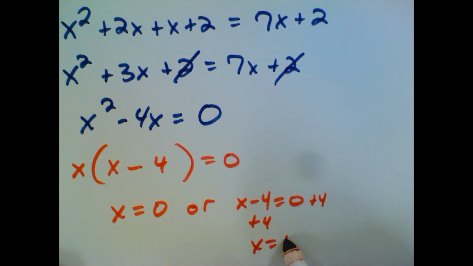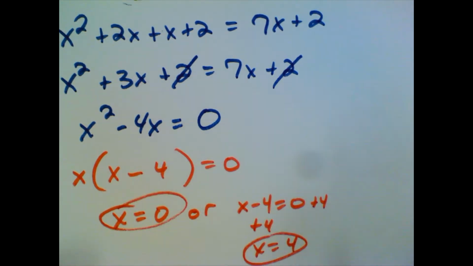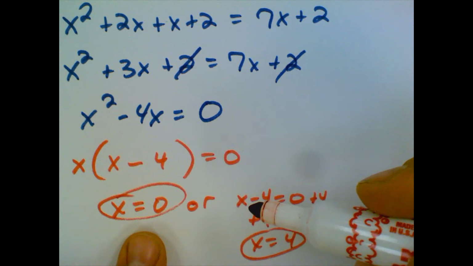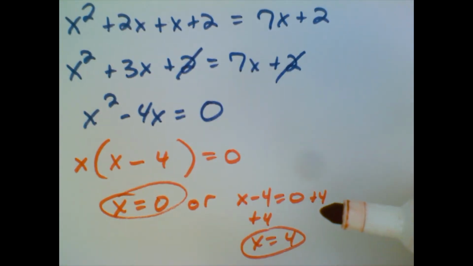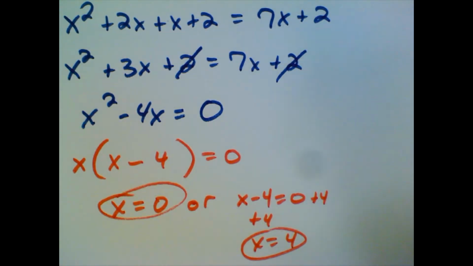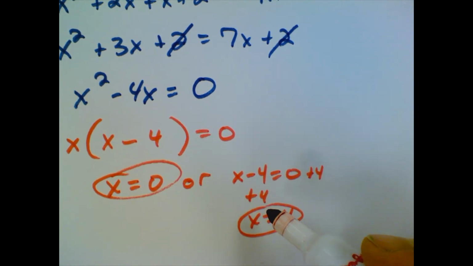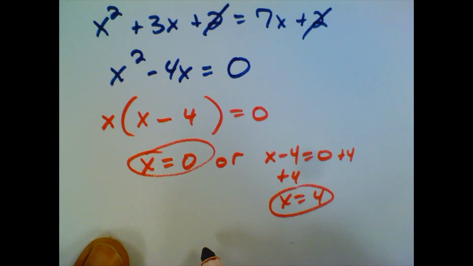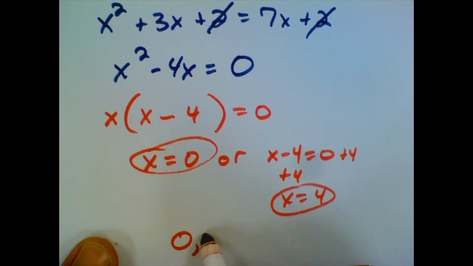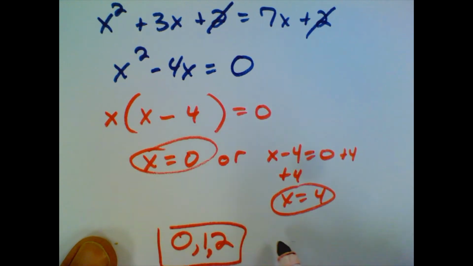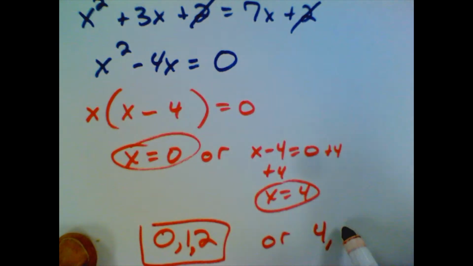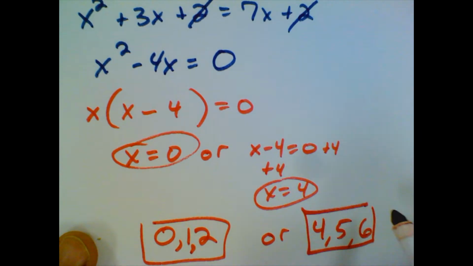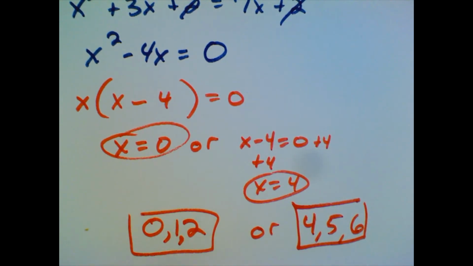x equals 4. So either the first number is 0, 1, and 2, or 4, 5, and 6. So we actually have 2 solutions here. Okay? We actually have 2 solutions. One solution is 0, 1, and 2, 3 consecutive numbers, or 4, 5, and 6. So sometimes there's more than one situation that actually works. Okay?